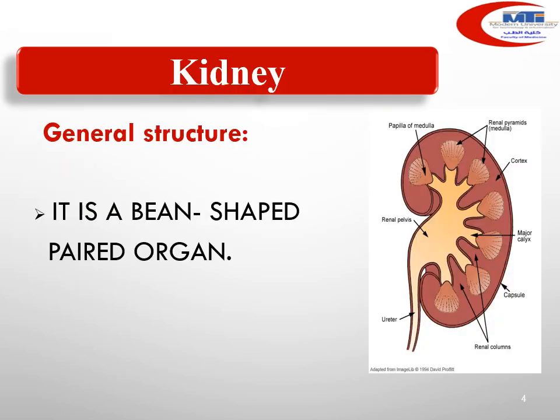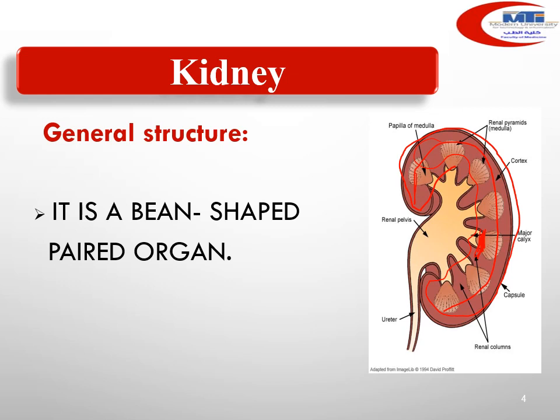Now the kidney appears as a bean-shaped structure. Everybody has two kidneys, of course. This is the kidney itself. The outer part of it is called the cortex, and the inner part here is called the medulla. So the outer part is called the cortex, and the inner part is called the medulla.